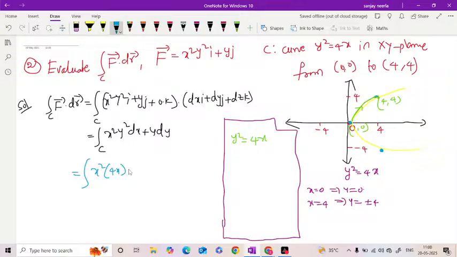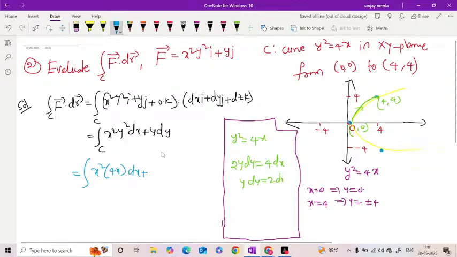And next one, dx plus now dy. So after differentiating with respect to x, we will get 2y dy is equal to 4 dx. That means y dy is equal to dx. That means the total we can write 2 into dx. That is okay.